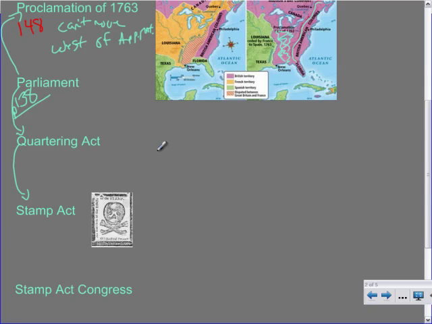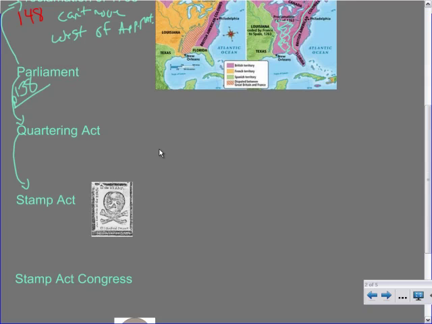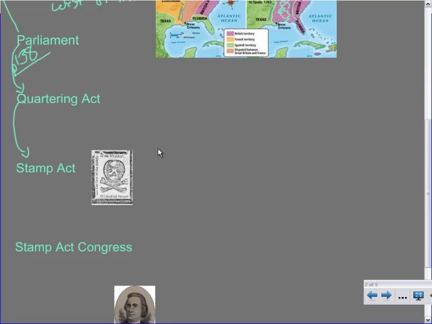But not only do they want to stop conflict because of this war, the British also need to pay back a lot of money because of this war. So they want to raise taxes, because the way that the government is going to make money is they're going to raise taxes. So the first step here is the Quartering Act.